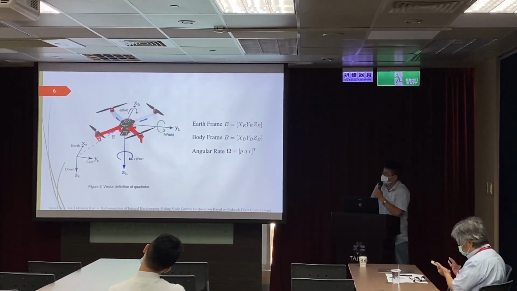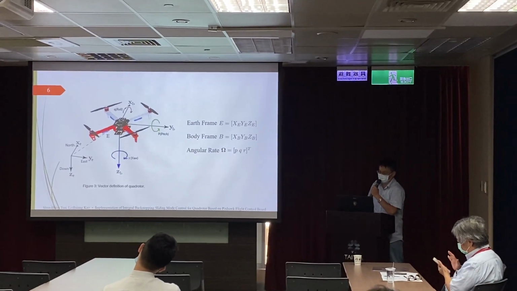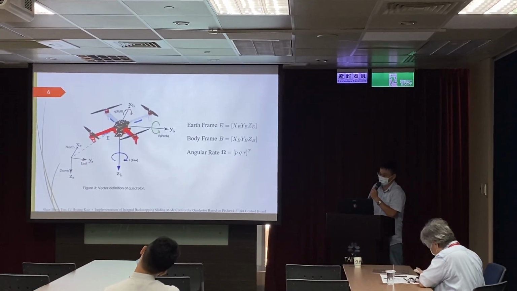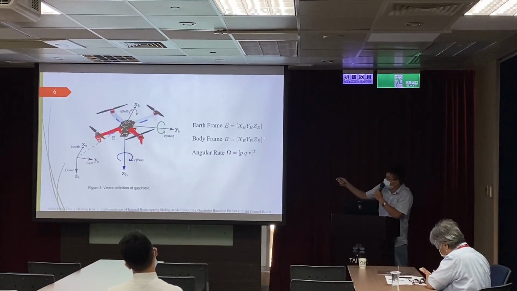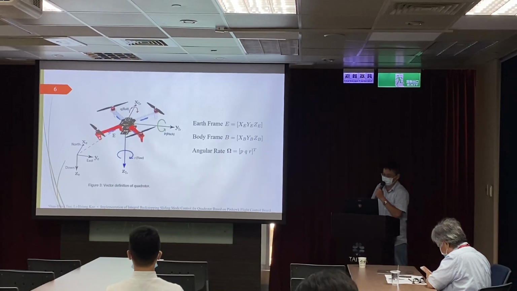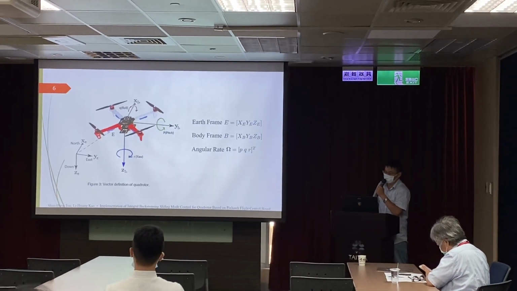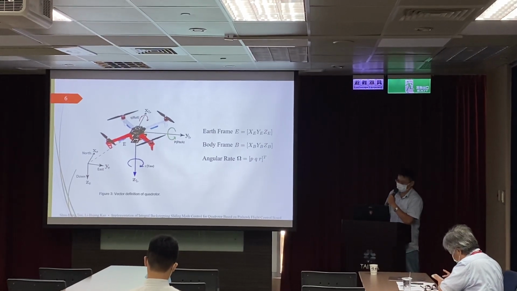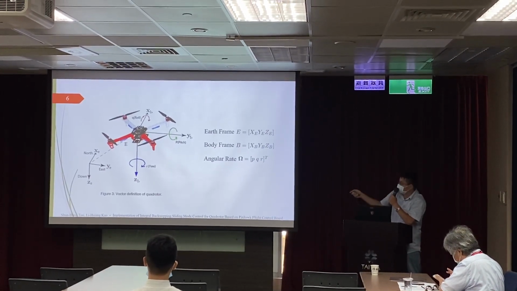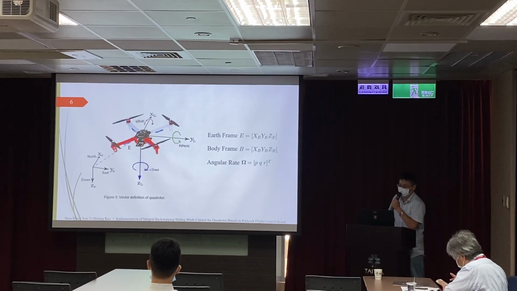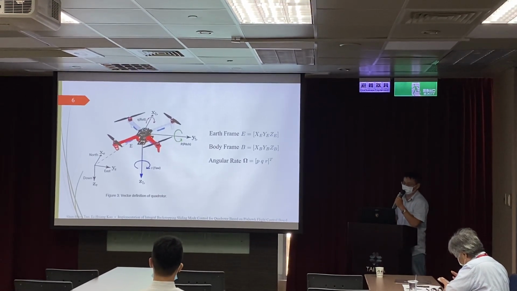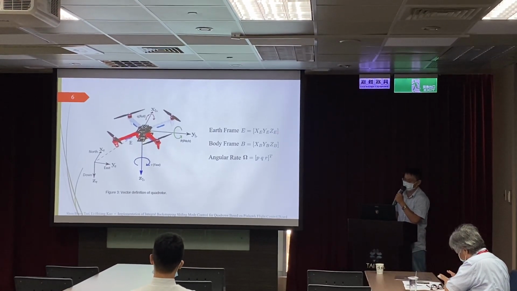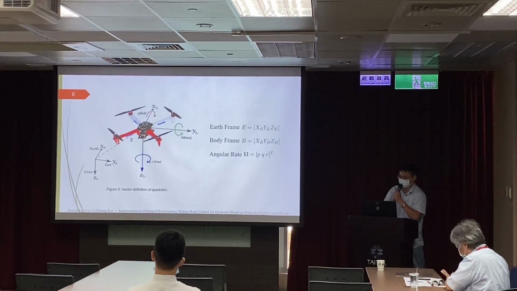We set up the body frame and earth frame to describe the quadrotor behaviors. And note that E denotes the coordinate in the earth frame, and B denotes the coordinate in the body frame. And omega, composed of P, Q, and R, separately represents roll, pitch, and yaw angular rate rotating around the 3 axes of the body frame.